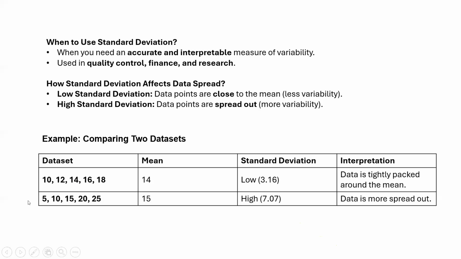Similarly, if you see the next data set 5, 10, 15, 20, and 25, your mean is 15, but your standard deviation is very high. It means the values are very far from the mean. Let's take the first example: 14 minus 10 is just 4 units away. But if you calculate the same thing in the last example, it is 15 minus 5, that is 10 units away. So what it is telling you is your data set is having more spread, high variability. Any doubts?